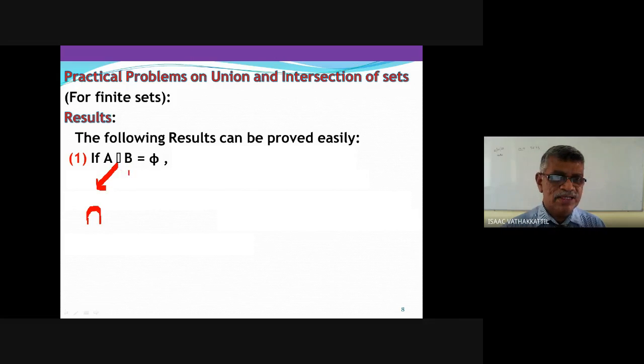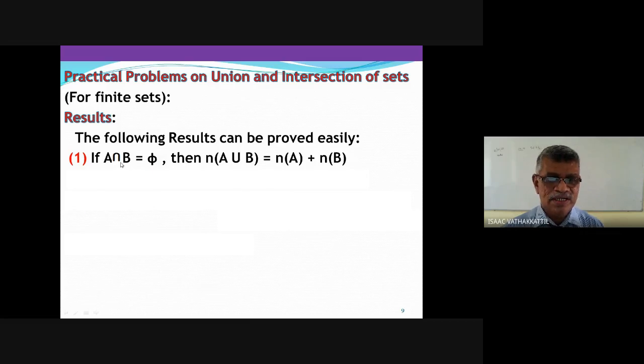So, if A intersection B is equal to the null set, then what do you understand by that? A and B are disjoint sets. If A and B are disjoint sets, then number of A union B is number of A plus number of B. It is very simple. If A and B are disjoint, there is nothing common. This is A and this is B. Number of A union B is number of A plus number of B. There is no doubt. This is only when A and B are disjoint sets.